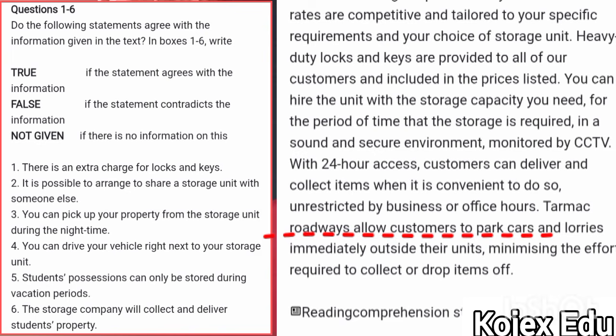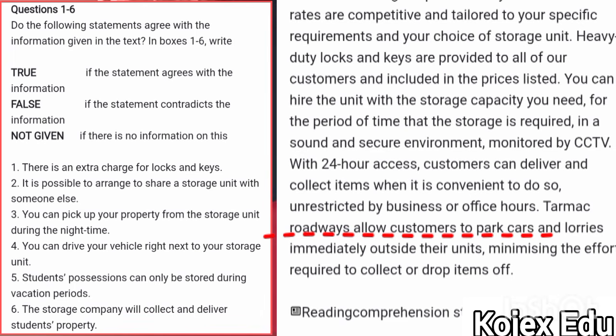Tarmac roadways allows customers to park cars and lorries immediately outside their units. So you can park cars and lorries immediately outside your units. And the question is, you can drive your vehicle, either trucks or lorry or cars, right next to your storage units. And this one, they said allow customers to park their cars and lorry outside their unit, storage units. You see, it's the same. So the answer is true for number 4 also.